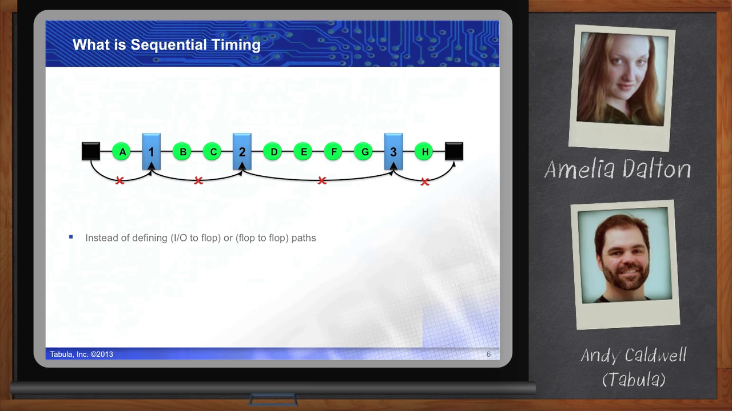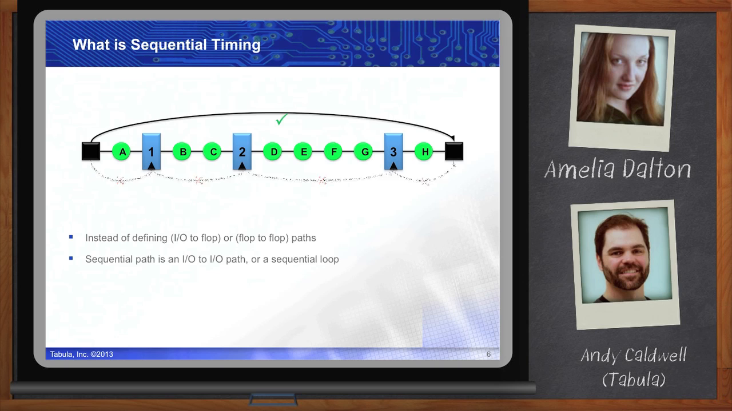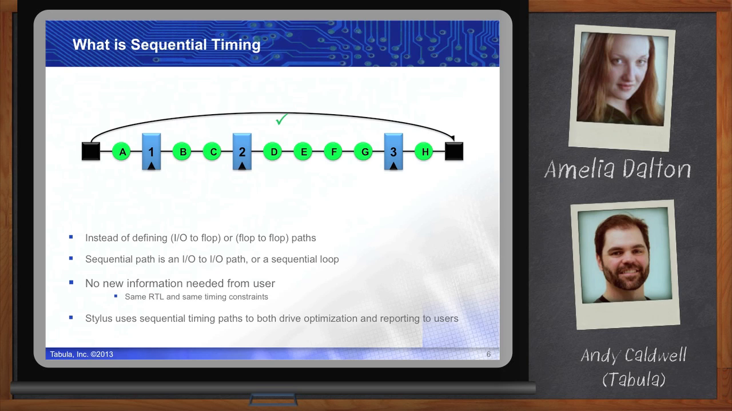Instead of defining timing as going from an I/O to a flop, or a flop to flop, we infer the overall sequential timing path. And the sequential path goes from an I/O through the stages of registers to the I/O on the other side, or all the way around a possibly multi-cycle sequential loop. Okay, I think I understand. And Stylus is Tabula's tool, correct? That's right. Note that no new information is needed from the user in order to get to these sequential timing paths. Stylus infers them from your RTL and the same timing constraints you provided any other tool.